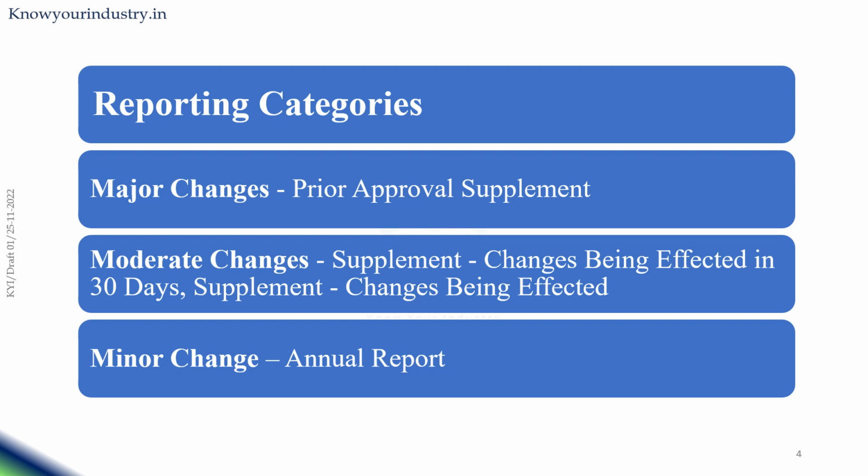Second example for the major change is a move to a different manufacturing site, except one used to manufacture or process a drug substance intermediate, when the new manufacturing site does not have a satisfactory CGMP inspection for the type of operation being moved. These are the types of major changes which we submit in the form of prior approval supplement.